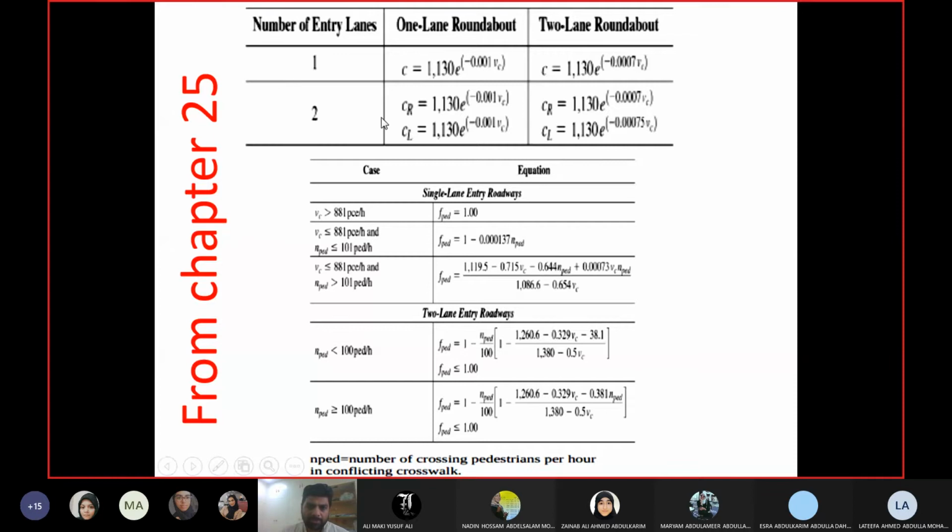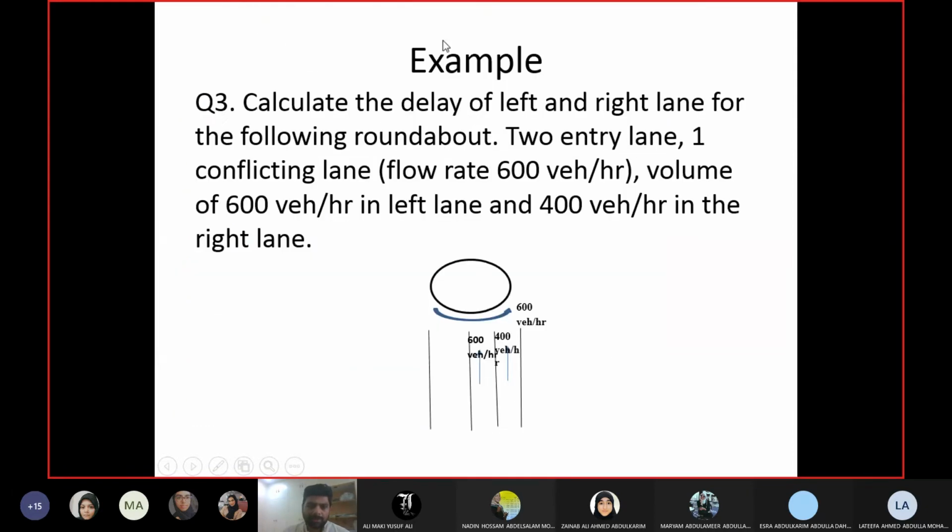So find out the capacity, apply the pedestrian adjustment factor depending upon the case, multiply the adjustment factor with the capacity, and then find out the delay. I will solve an example here.